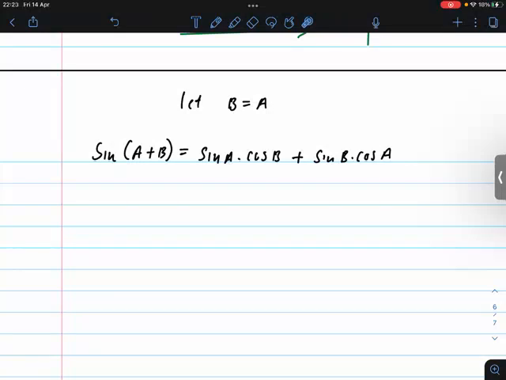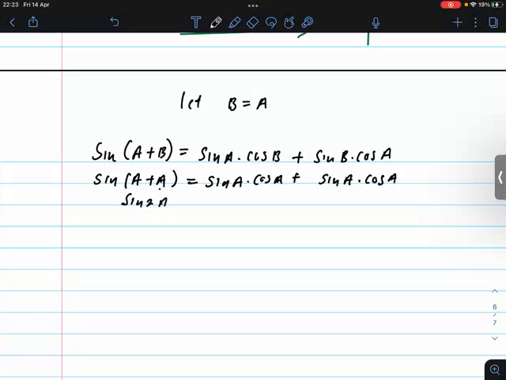Let's quickly look at this. So we're going to let B be A. That means we're going to have sine of A plus A. Are you happy there? Yes. In other words, this is sine A cos A plus sine A cos A as well, because every angle is A. Then A plus A is 2A, so that is sine 2A.